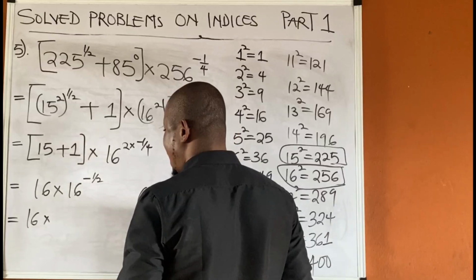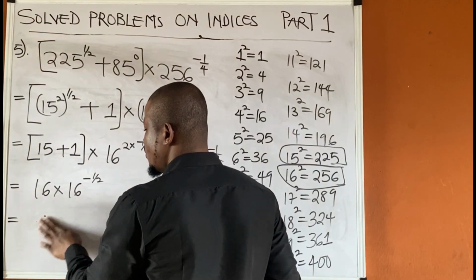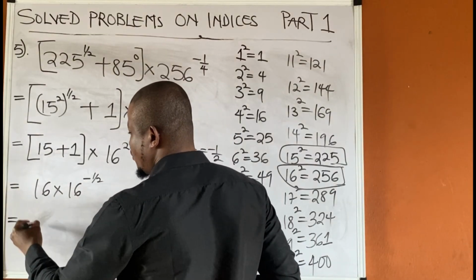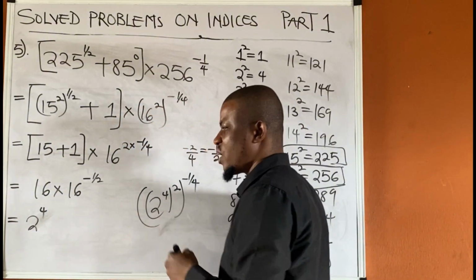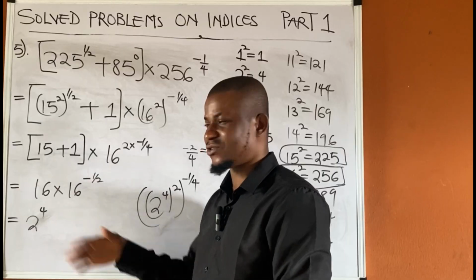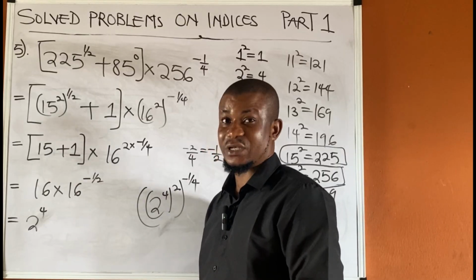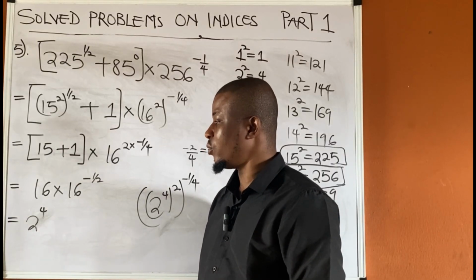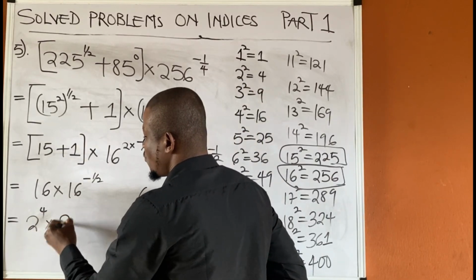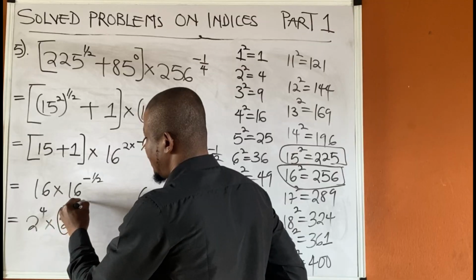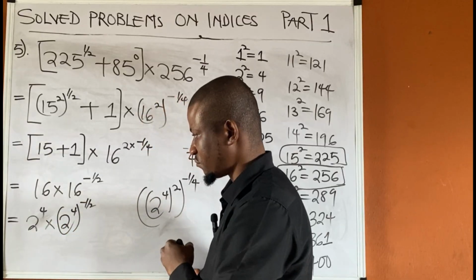Or I can actually reduce 16. This is 2 to power 4, right? We'll be working with reducing these numbers to their index form. So let me reduce 16 to its index form. That's more interesting, right? So this is times 2 to power 4 all to negative half.